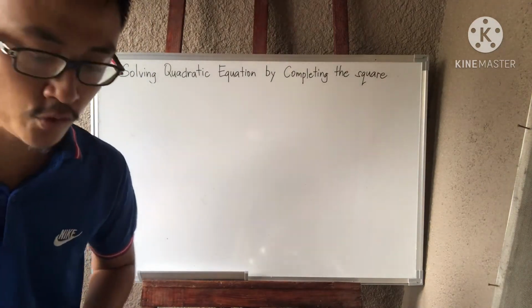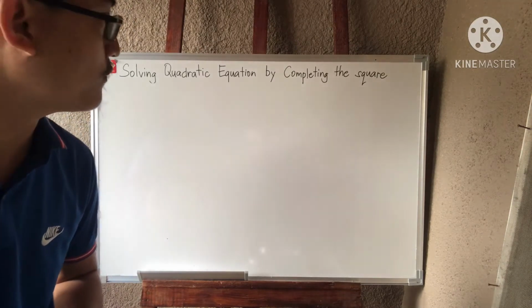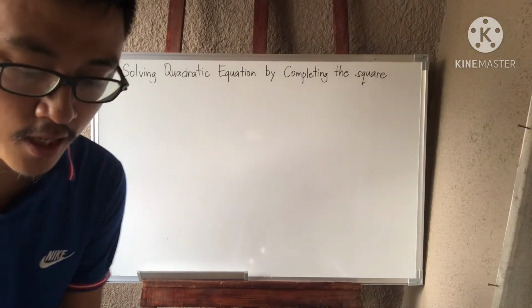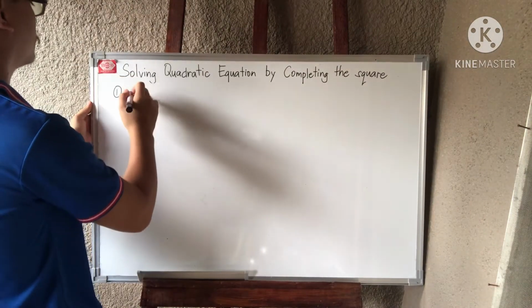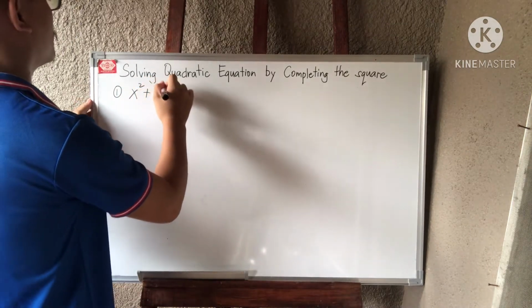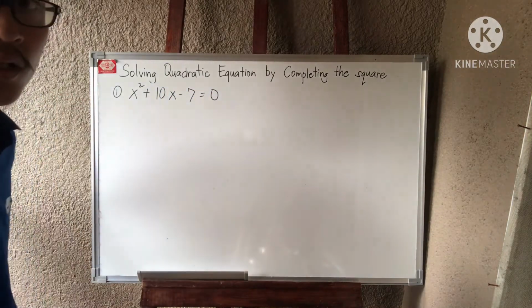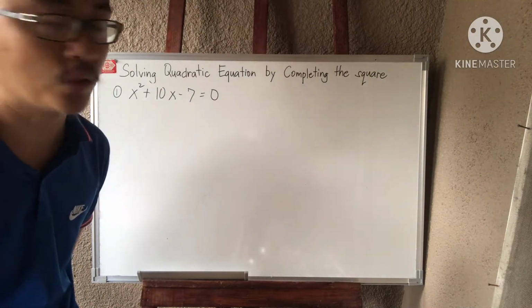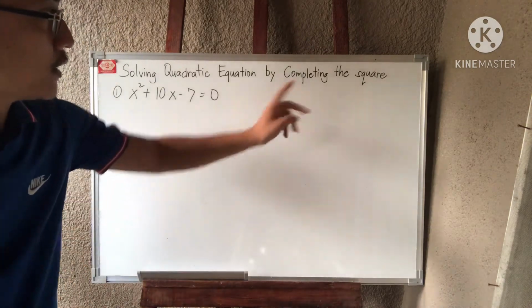Okay, so we use completing the square usually if the given quadratic equation is not factorable. Okay, so let us have the first example. We have x squared plus 10x minus 7 equals 0. So, this is an example of quadratic equation na hindi ka gagamit ng factoring. So, ang gagamitin natin is completing the square.